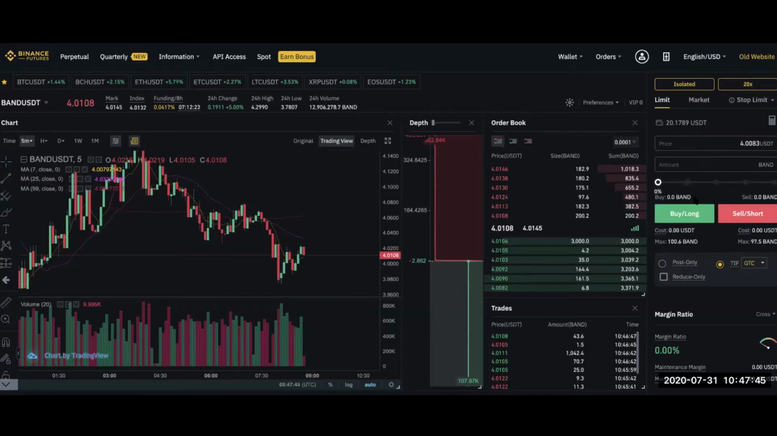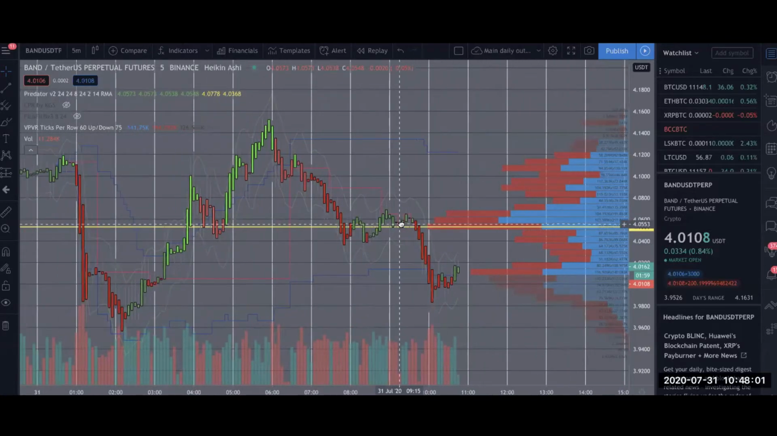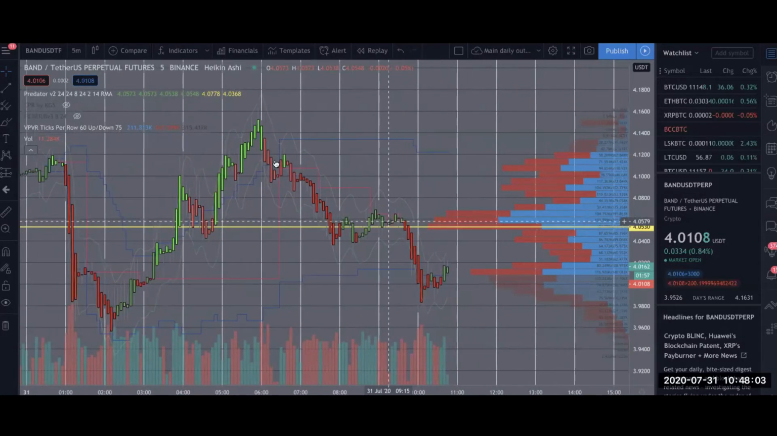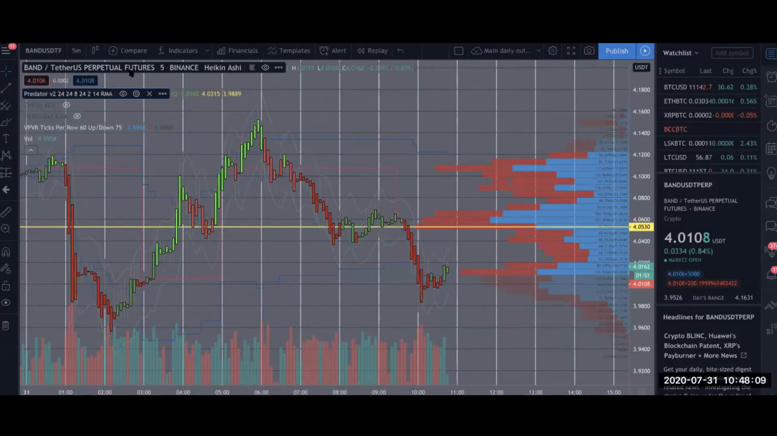Now, you'll see as we start manipulating things, Binance will start to swear at you to say, okay, you're over-leveraging yourself. But before we get there, let's go do some chart analysis and see. This is TradingView. It is Band and it's Binance futures. You can see the Binance.